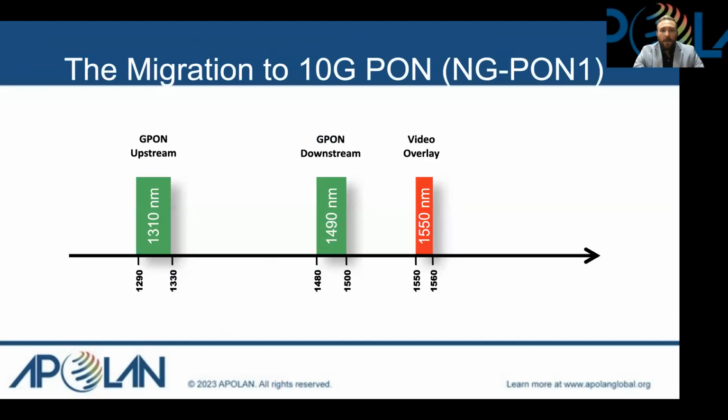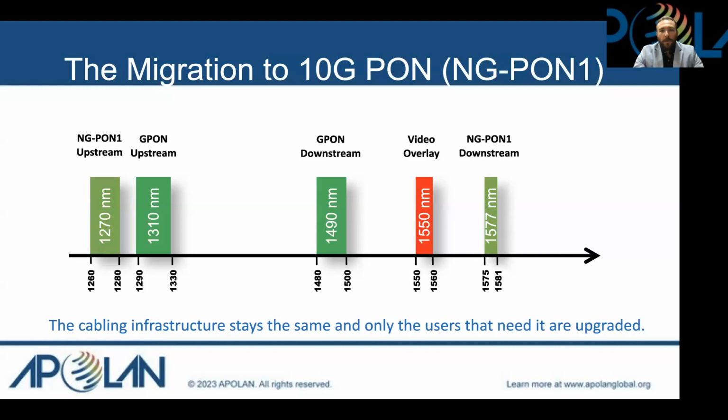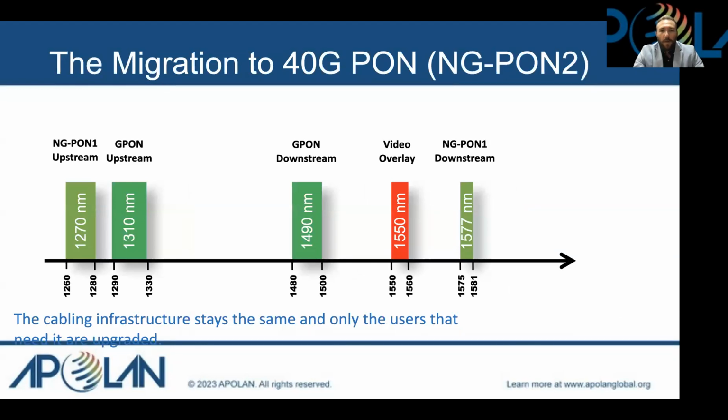Now, the migration to 10G and NG-PON, what did this look like? So the cabling infrastructure stayed the same, only upgraded users that needed it. You'll see we had our standard GPON wavelengths and then our video overlay, and then we have our NG-PON 1 upstream and down waves. Now the migration to 40, which is NG-PON 2, we still have all our same wavelengths.